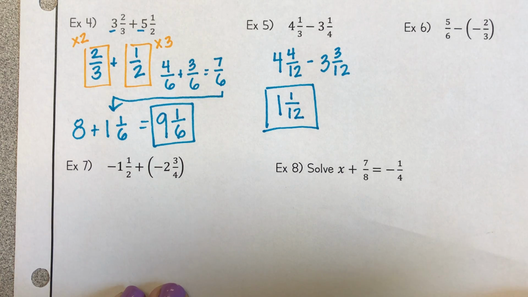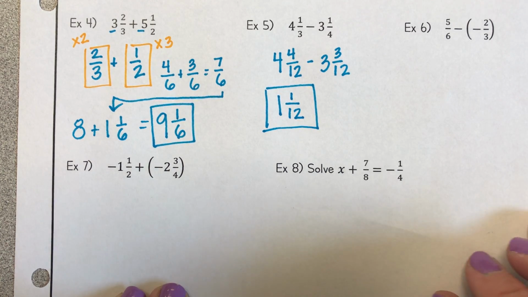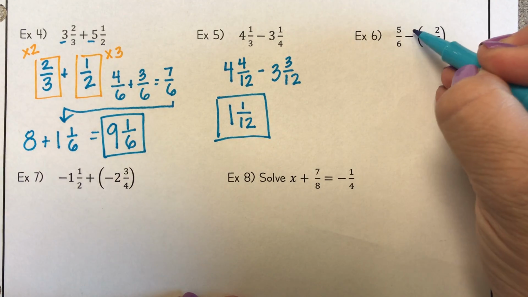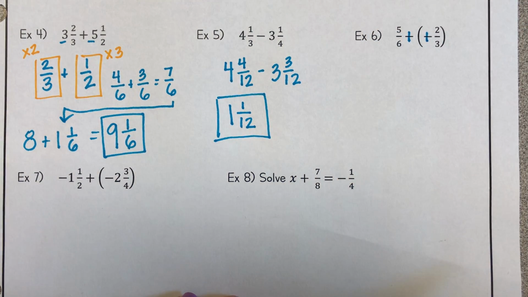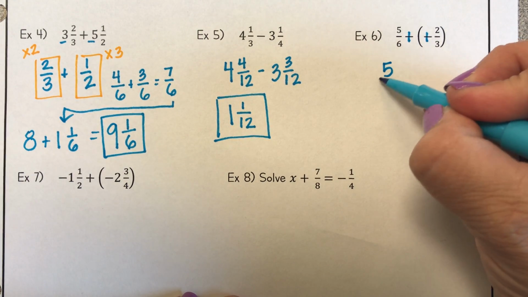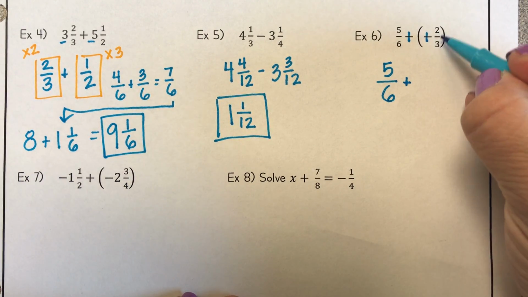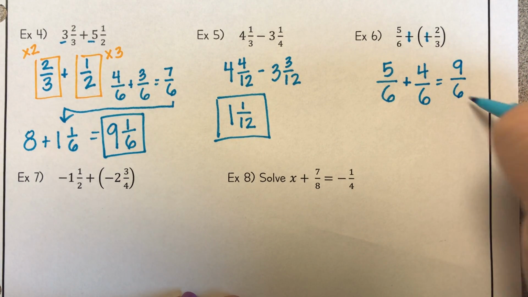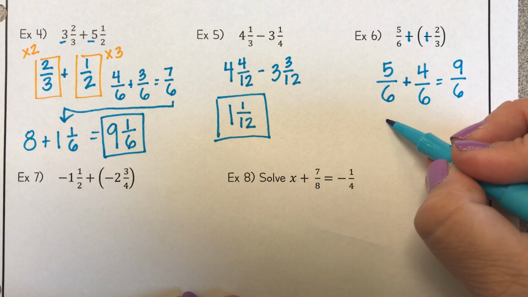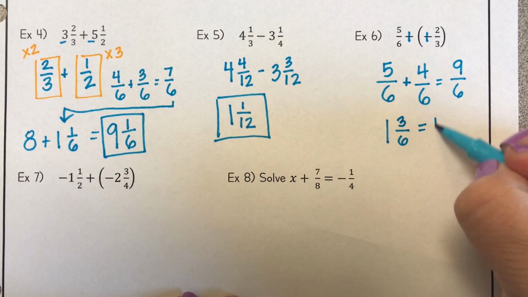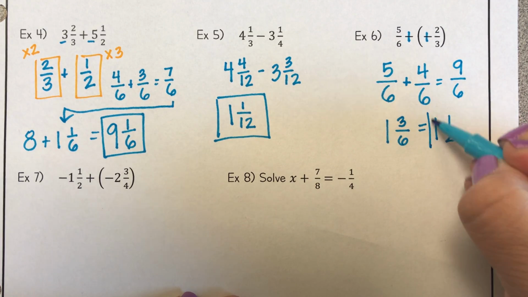Okay, our integer rules, our negative rules still apply even when it's fractions. Okay, so subtracting a negative, keep, change, change. Common denominator would be 6. So this one can stay 5 over 6. This one will become 4 over 6. So 9 over 6. 6 goes into 9 one time with 3 left over. And that's the same thing as 1 and 1/2.